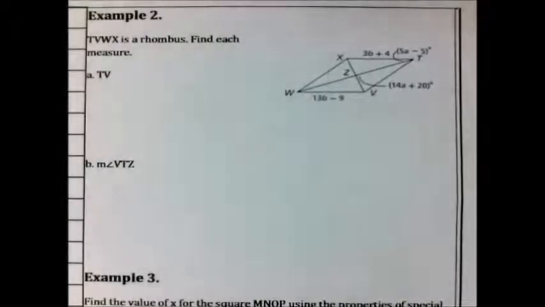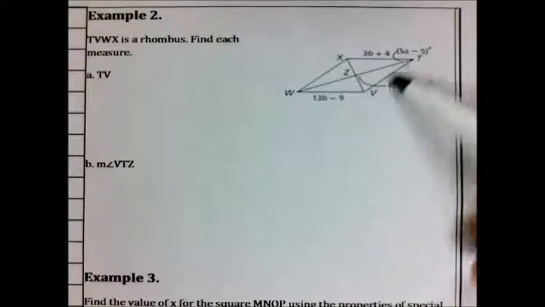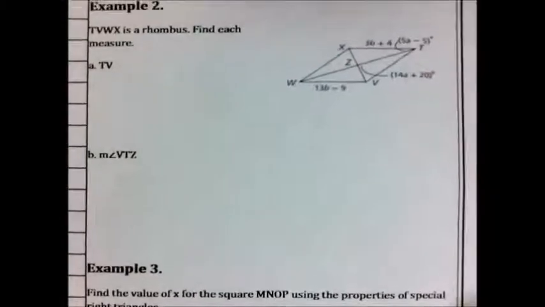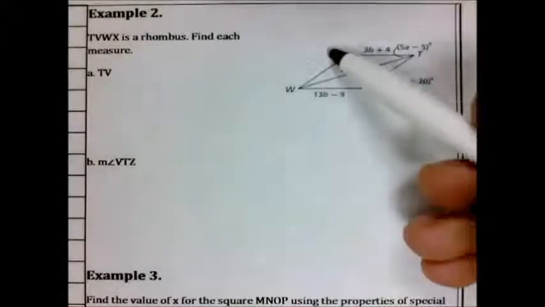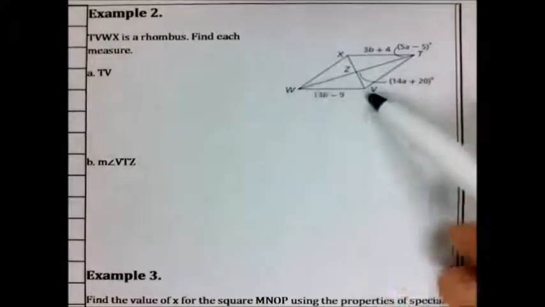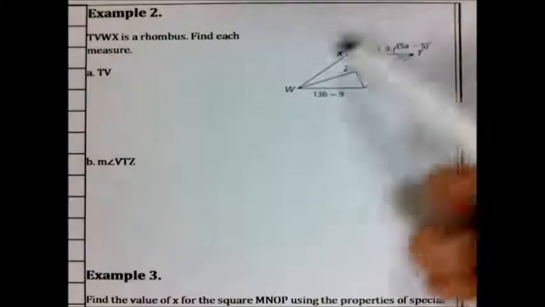So for example 2, it says that TVWX is a rhombus. We need to find each measure, and the first one we need to find is TV. Okay, TV, that's this length right here. And we know something very special about rhombuses. We know that all of the sides are congruent. Okay, that's something very specific to a rhombus. That means TX and XW and WV and VT, all 4 of those are going to be the same length.